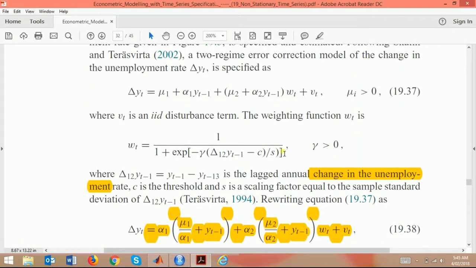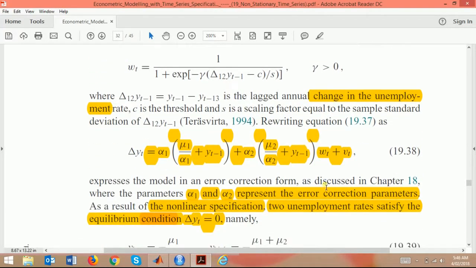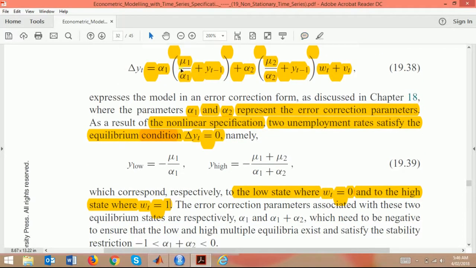Indeed, the weighing function is the objective function, right? Or what should I say, the squash, the hidden layer, okay, in our artificial neural networks. Then it is represented in terms of error correction term, and we have y presented in two scenarios, in low state and in high state. In low state, the weighing function is 0. We don't have the weighing function. Indeed, if we set the weighing function to 0, we are only left with the low state. But if we set the weighing function to 1, we have both of them present, right?